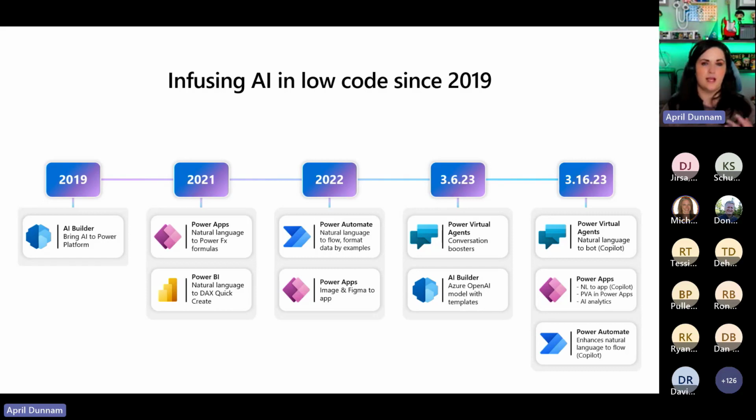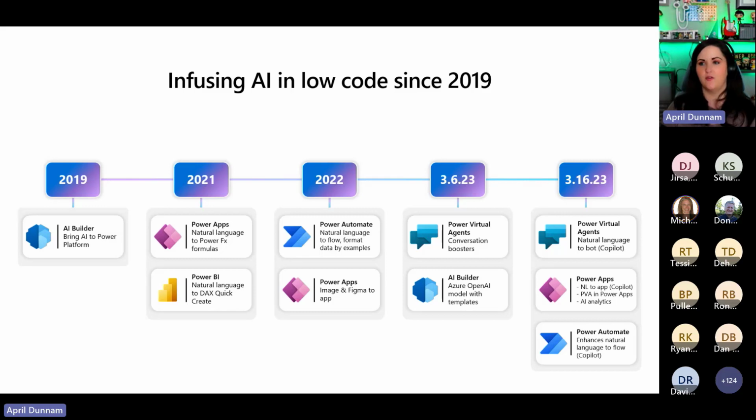There's something called Power Apps Ideas, which was released in 2021 to allow us to use natural language and have that turn into Power FX formulas, which I'll show you an example of in a little bit. In 2022, we started to see that same functionality for writing expressions in Power Automate in natural language to create a flow. And then this cool functionality to take an image or a Figma file and have that create a Power App for us, using object detection capability with the Cognitive Services AI.